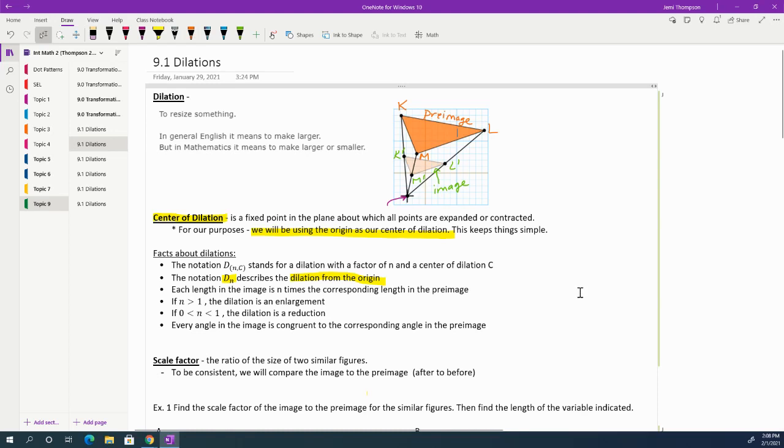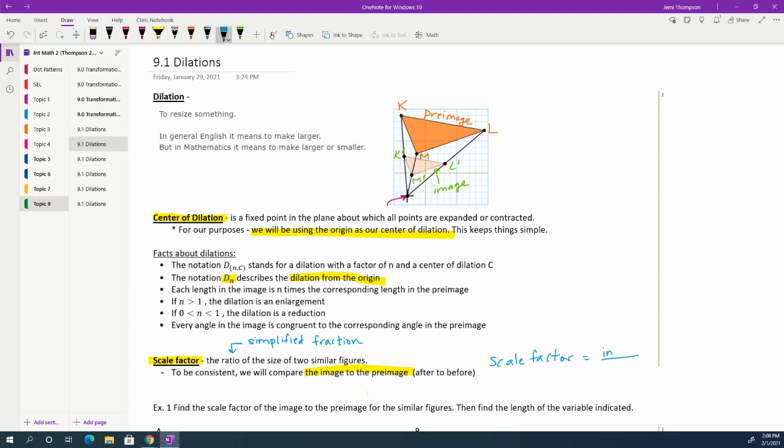Then we move on to a very important concept called scale factor. Scale factor is the ratio of the size of two similar figures. Now, a reminder, ratio means simplified fraction. And for scale factor, we will compare the image to the pre-image. So we will put the length from the image on top and the length from the pre-image on bottom.